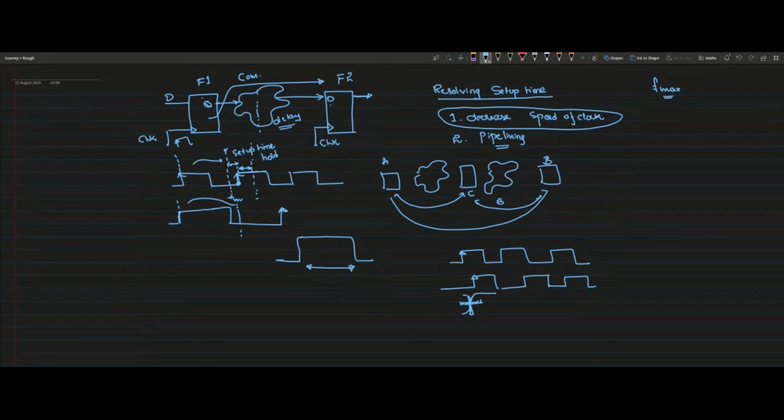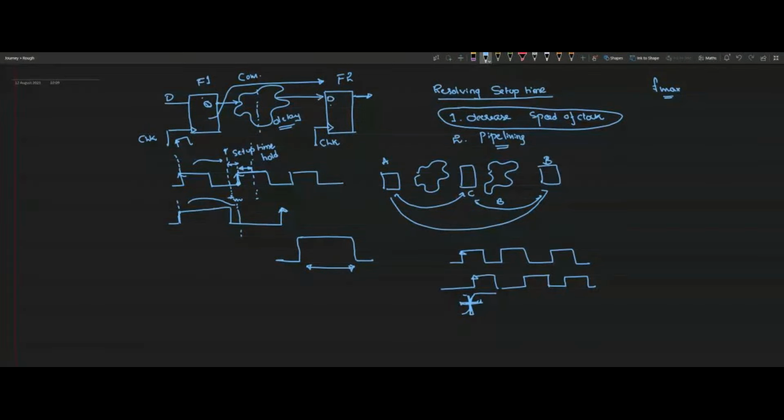So always, whenever you are dealing with two such clock domains, it can be the same frequency also. Many people think that if both are the same frequency, then we need not synchronize. It is not true. Even if it is the same frequency and there is a phase difference, then we have to go for something called a double flop synchronizer.